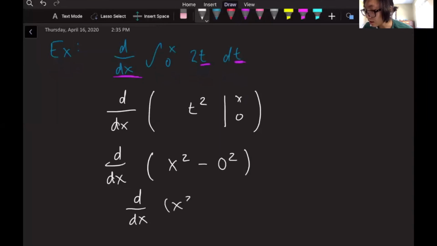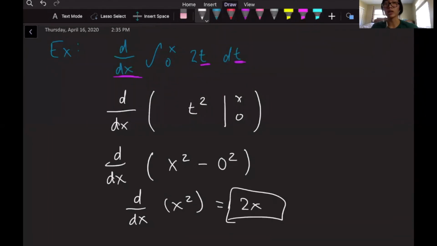So this is going to give me d/dx of x squared. And so now that I have an equation in terms of x, I can take the derivative with respect to x. This is a pretty standard one. We all know this one. So the derivative of x squared is 2x. So that's where I'm done. And so this is one of the real big reasons why we need something like the FTC1. It lets us do exactly this process.